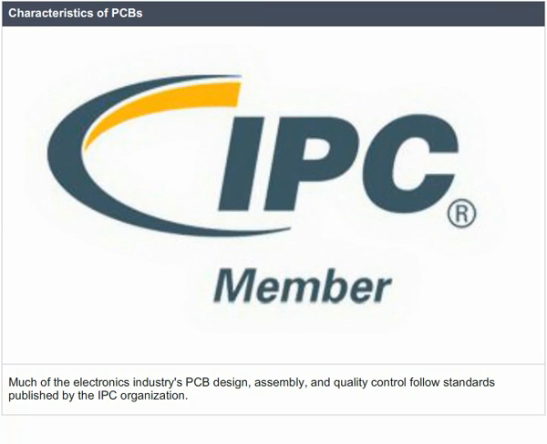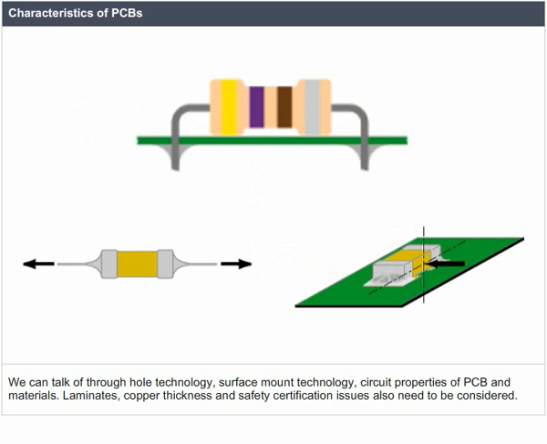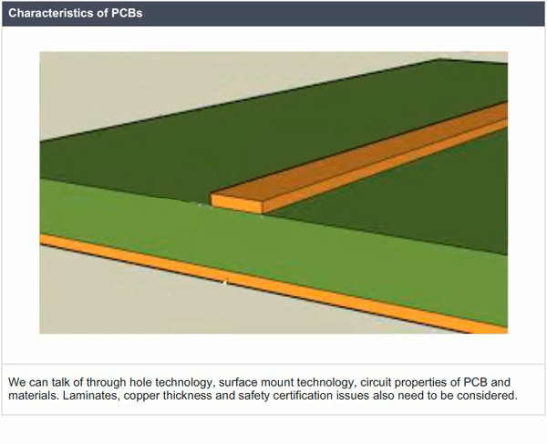Characteristics of PCBs. Much of the electronic industry's PCB design, assembly and quality control follow standards published by the IPC organization. We can talk of through-hole technology, surface mount technology, circuit properties of PCB and materials. Laminates, copper thickness, and safety certification issues also need to be considered.